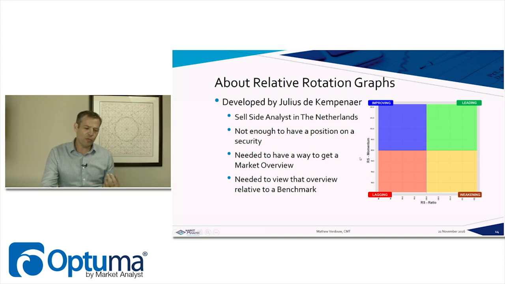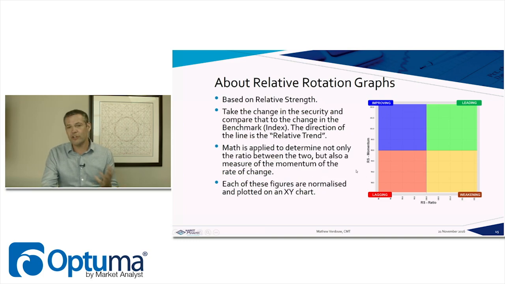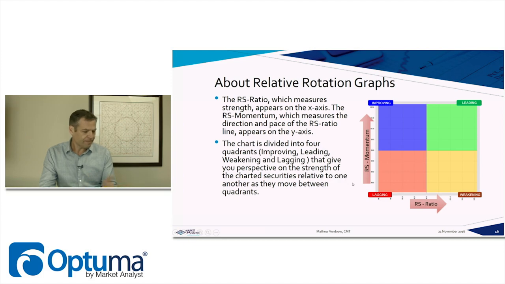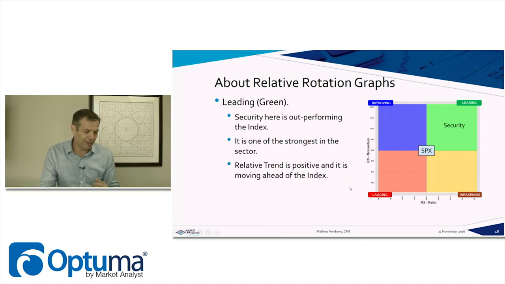Now, as we go through all the different quadrants, I'm sort of jumping ahead on my slide, so let me jump to this one. So let's just say we've got a security here up in the leading quadrant, and we've got our benchmark in the middle. This is the way I like to visualize it: the benchmark is in the center of the chart, and I'm looking at my securities. Are they outperforming? Are they underperforming? So by being in the green quadrant, this security is leading or outperforming the SPX.